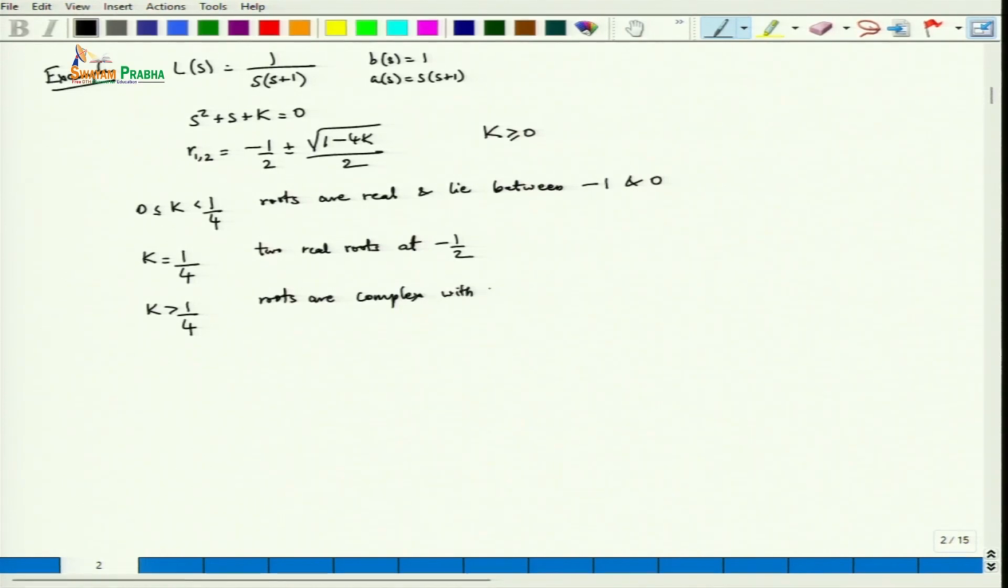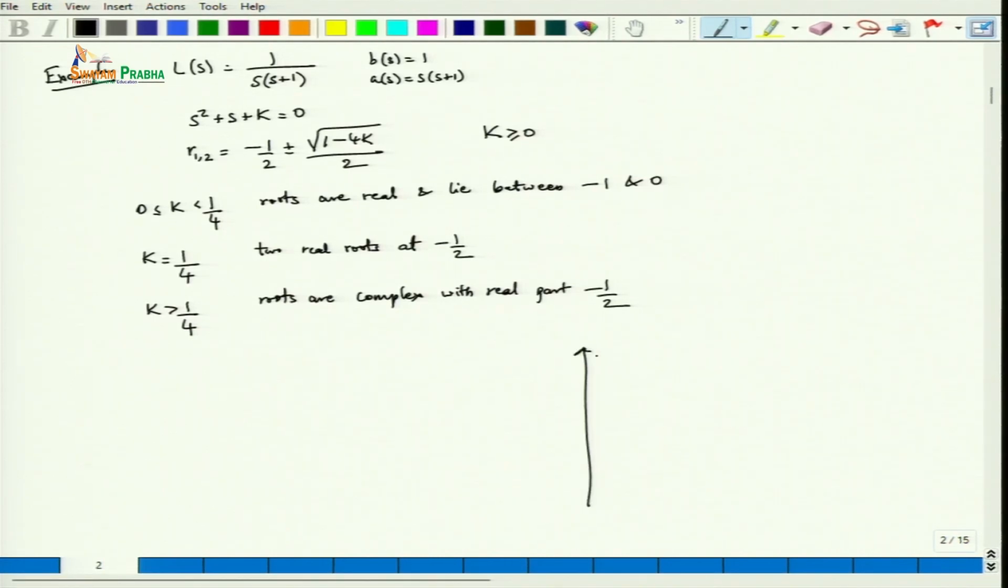with real part minus half. So here we have identified what happens under different values of k, and now what we are going to do is we are going to plot the root locus based on this.